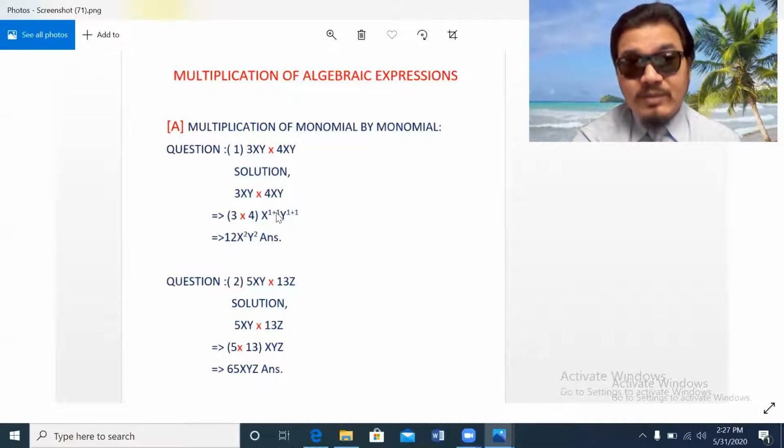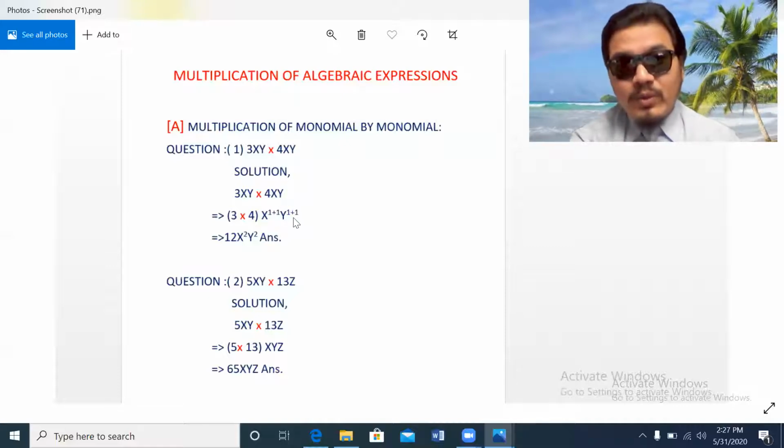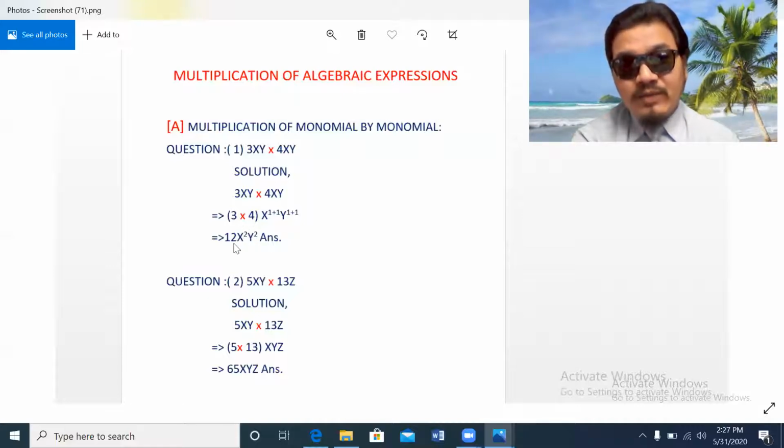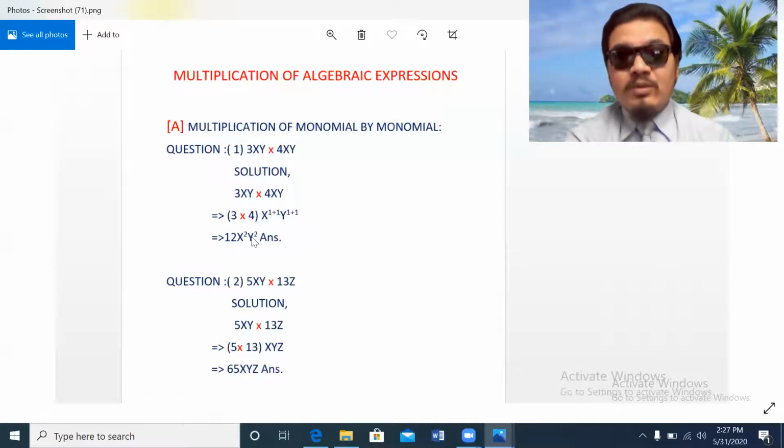And similarly, here the power of y is 1, and this power of y is also 1. And when we add 1 plus 1, it will be 2. That will be y square. And like this, we write 12 for 3 into 4, and 1 plus 1 is 2. That's why the power of x is 2. This is x square, and the power of y is also 2. Like this, we have to find the product of monomials.